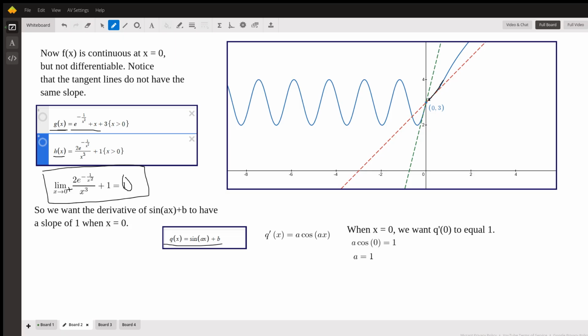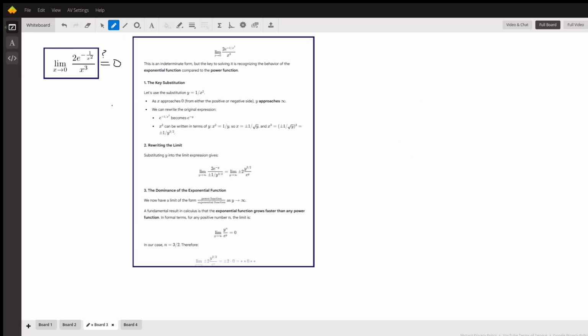So here's q prime, where the derivative of sine of ax is cosine of ax, and then chain rule. Derivative of the inside is a. So when x equals 0, we want q prime of 0 to equal 1. So a times cosine of 0, which is 1. a times 1 is 1, so a has to equal 1. And here's what that looks like.